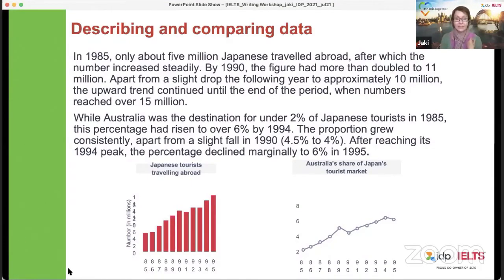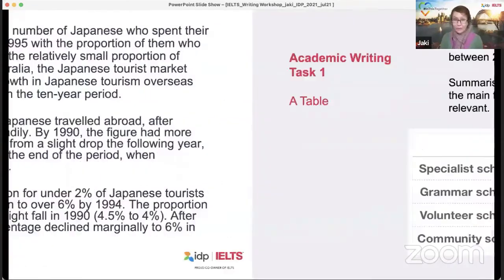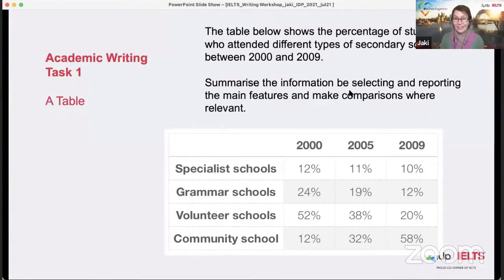Great. So if we just look at the whole thing, just to review. We have the introduction, we paraphrase, chart and graph compare the number of Japanese. Then we have the overview. Overall, despite relatively small proportion. So we just describe everything in like 1 or 2 sentences, no numbers. Then we describe the first one with lots of numbers and comparing. And then the second one, lots of numbers and comparing. That's how you do it. Yeah, so we use this same method no matter what we're given.